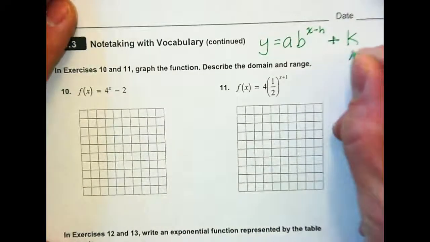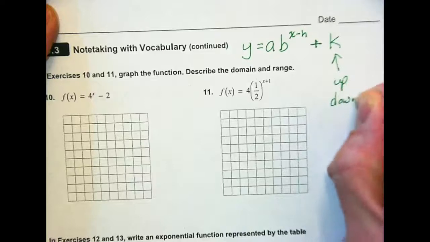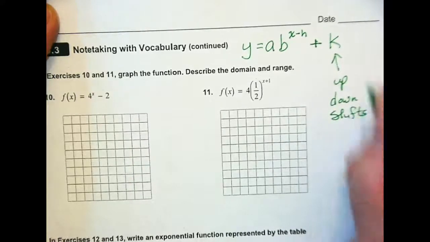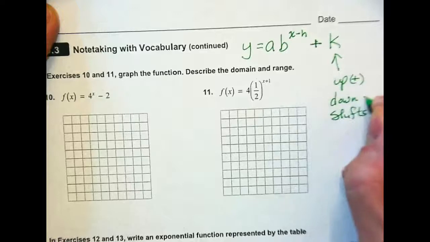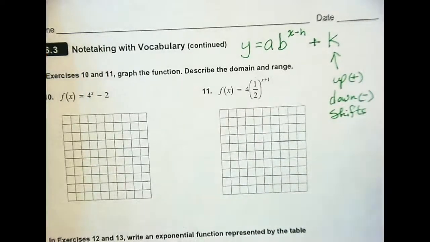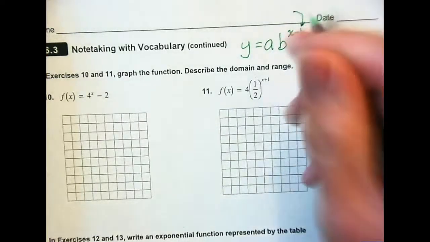Okay? So remind yourself here. K shifts up, down. If K is positive, it shifts up. If K is negative, it shifts down. Okay? Okay, get it? All right. And this one is H.